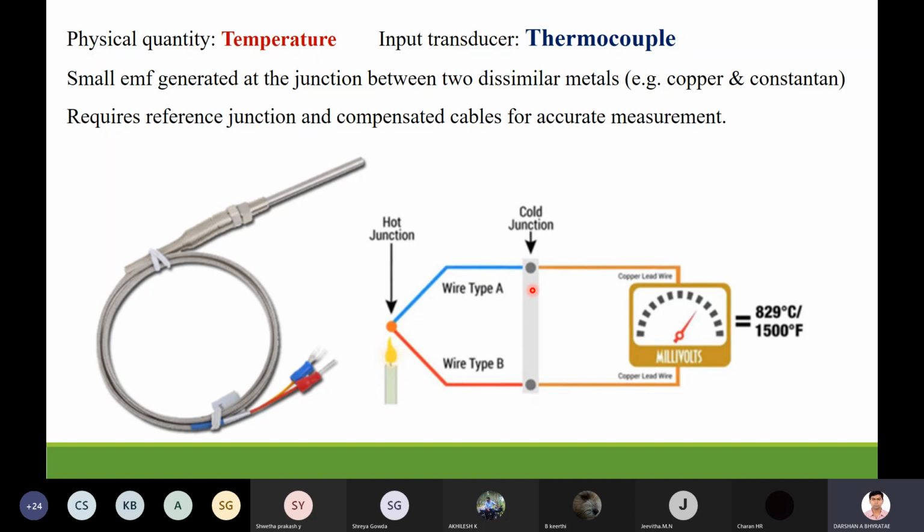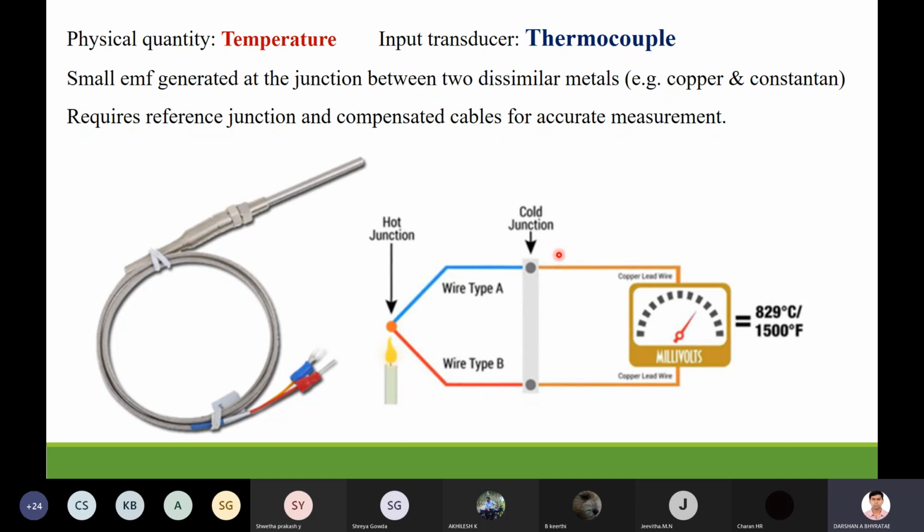For example, this reference voltage is your 0 degrees Celsius, and it will use the current temperature of this hot junction. If I make this reference junction a room temperature, nothing but 25 degrees Celsius, then this room temperature I am going to add to my hot junction, so that it will generate the corresponding millivolts. That is, it will generate the electrical signal at the output of my sensor or transducer. So this is the working principle of a thermocouple.